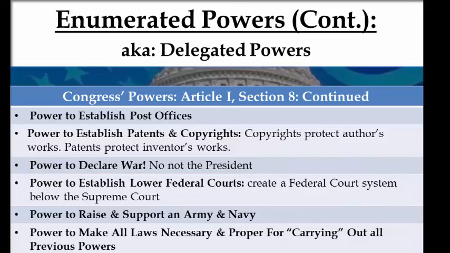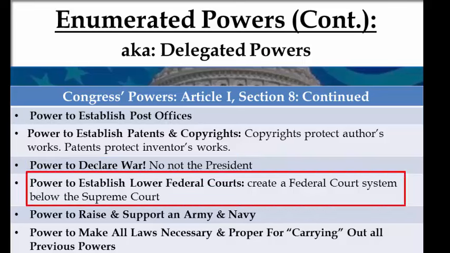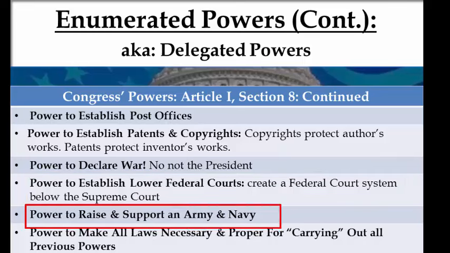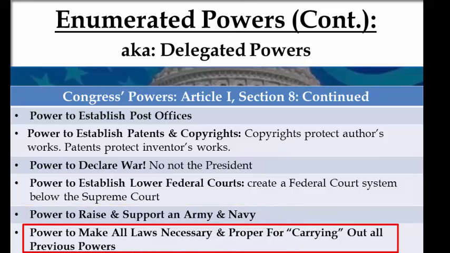Next up is the power to establish lower federal courts, and we're going to be looking at that as well in an upcoming video. But this is the court system that falls beneath the Supreme Court, the federal court system. Next, to raise and support an army and navy, and this again goes back to a weakness of the Articles of Confederation. And finally, our last enumerated power, which we are going to spend some time with.